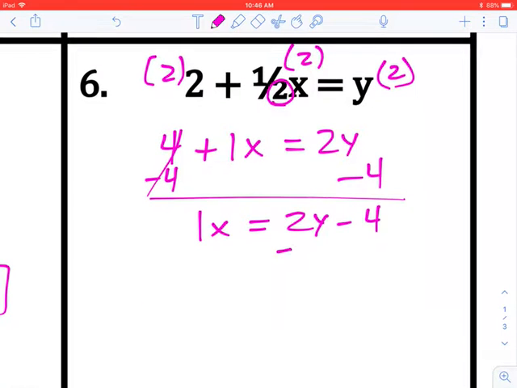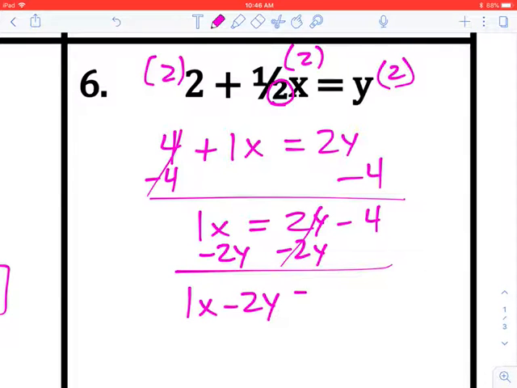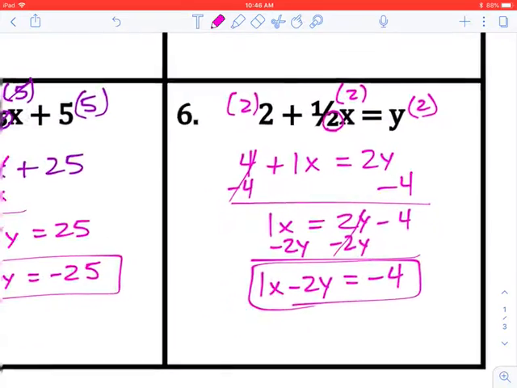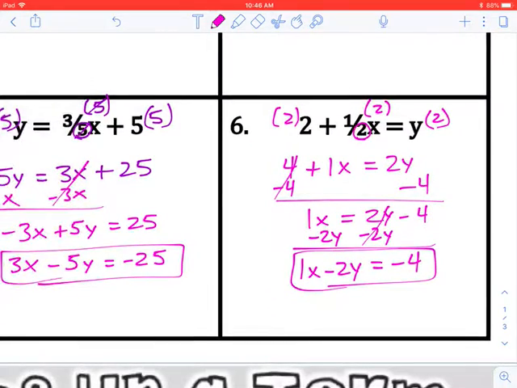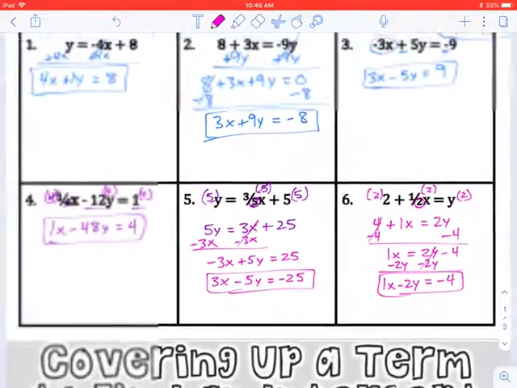And let's get the y over to the other side with the x. So I've got 1x minus 2y equals negative 4, and we're done. That's standard form. No fractions, positive in front, and we're done.